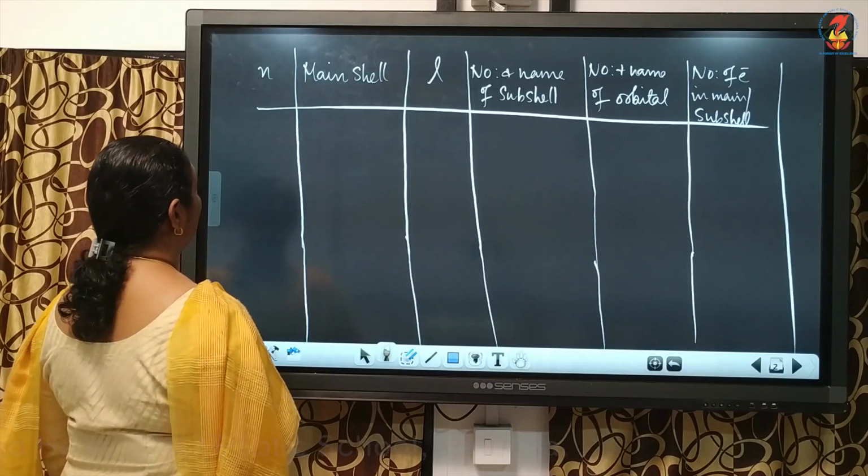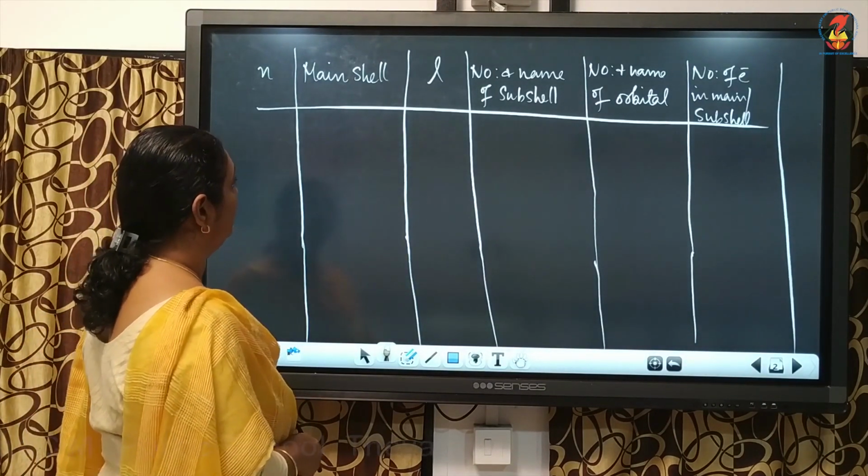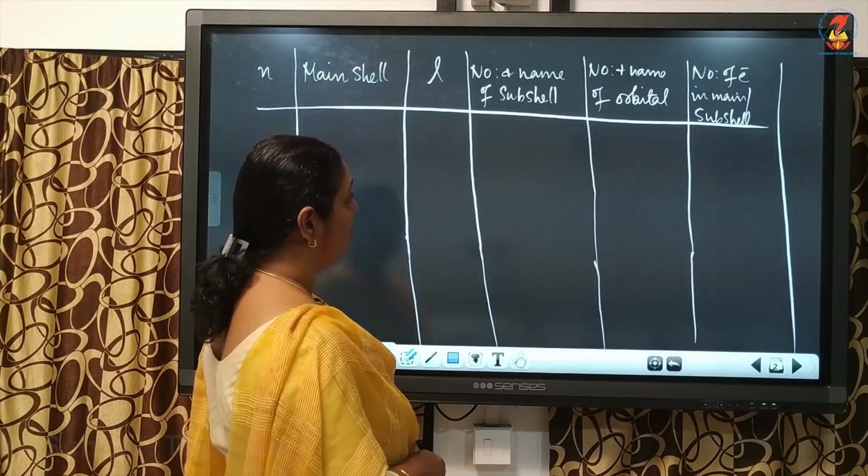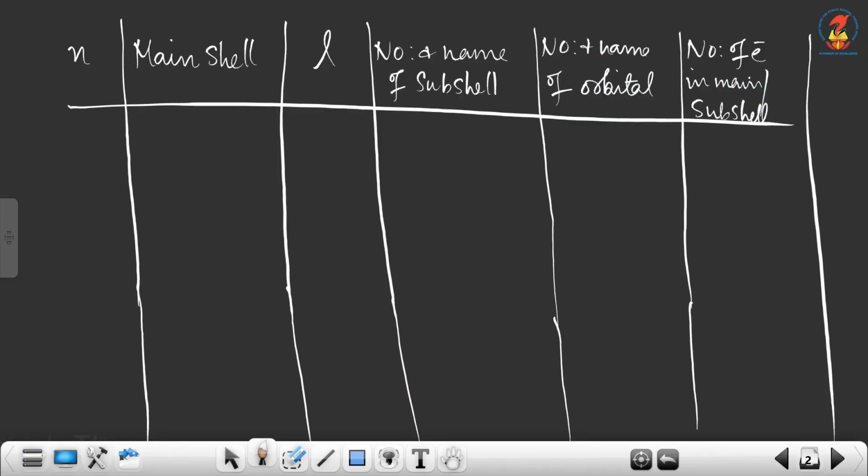First column we have n value, second column the name of the main shell, third column l value, fourth number and name of subshell, fifth number and name of orbital, and the last column we have number of electrons in main shell or subshell. So first, n is equal to 1, main shell is K, and l is equal to 0, because we know that l value ranges from 0 to n minus 1.